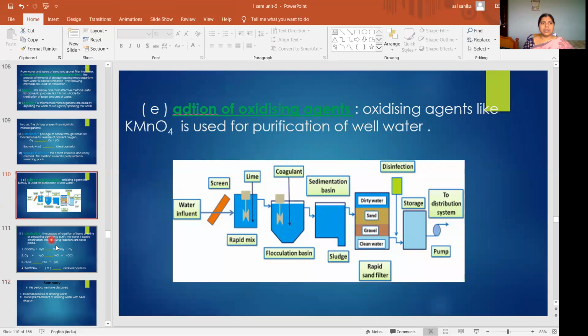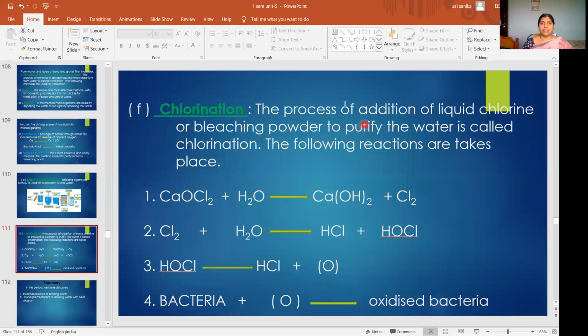Then next is the chlorination. This one all of you know; this is a very common method. So what is meant by chlorination? The process of addition of liquid chlorine or bleaching powder to purify the water is called chlorination. What is meant by chlorination? Either addition of liquid chlorine or bleaching powder to purify the water is called chlorination.